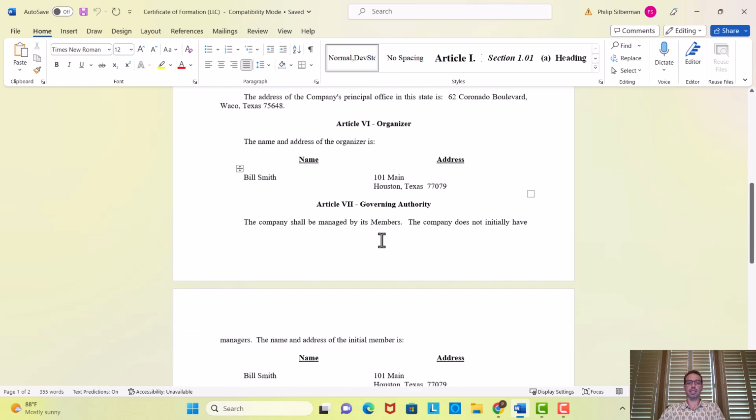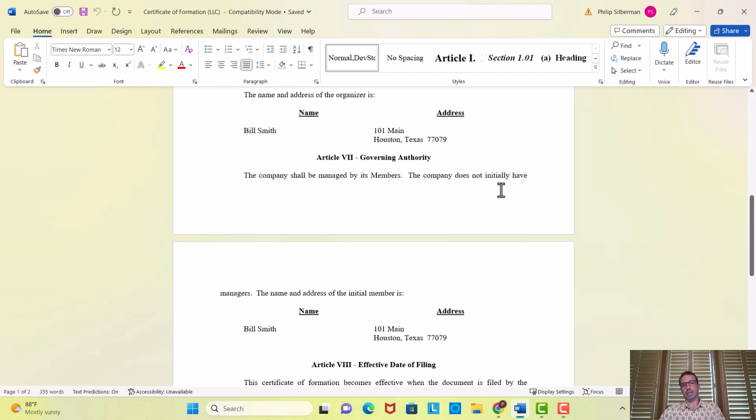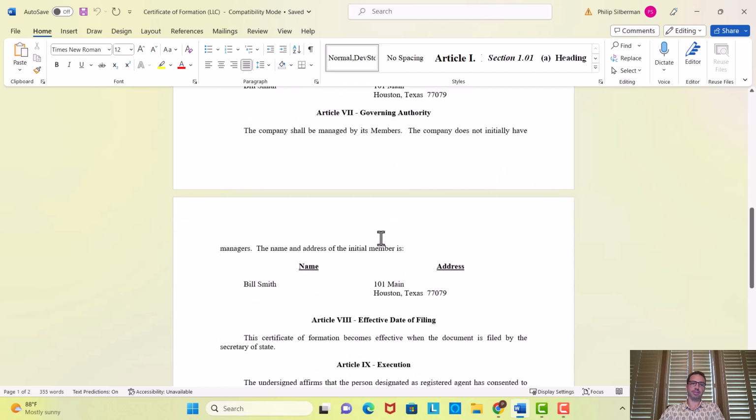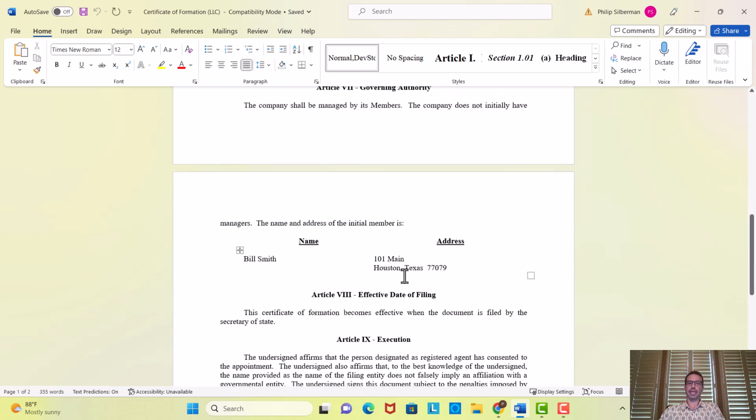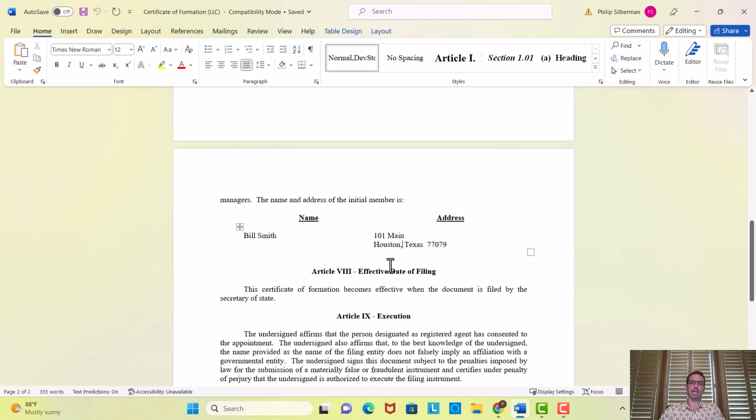Governing authority. This LLC is governed by its members. Members are basically owners of the LLC, and it can also have managers as governing authority. Sometimes you can form an LLC that's called a manager-managed LLC, where those managers are the governing authority, and that's similar to having a board of directors like a corporation does. And it outlines here the company doesn't have any managers. And then this is the initial member that it has. Member-managed LLCs have to have one member upon formation. In this example, it's just got one member.